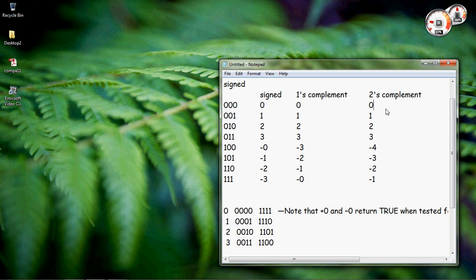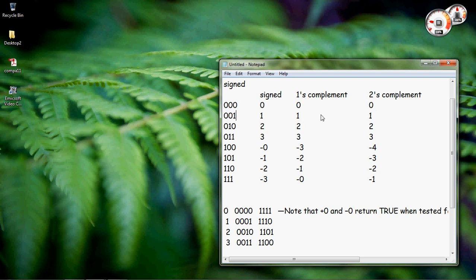So in these two systems, zeros are positive and also negative. But you can see in 2's complement system, the value 0 is not repeated, meaning plus 0 and minus 0, there are no such things, there is only positive 0. So 0 0 0 represents 0.